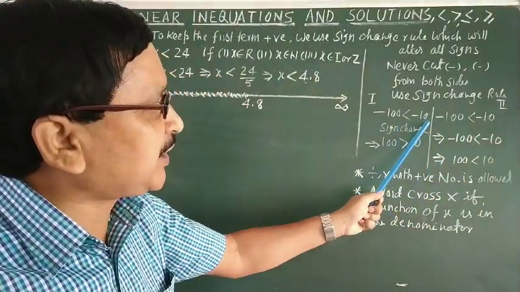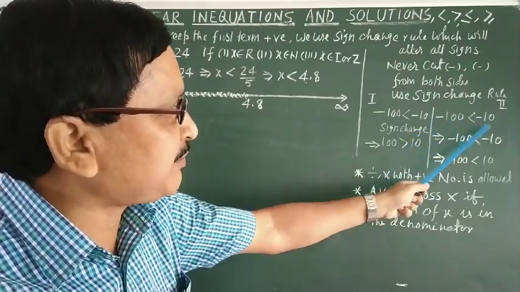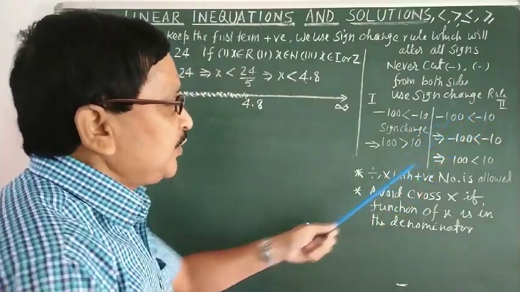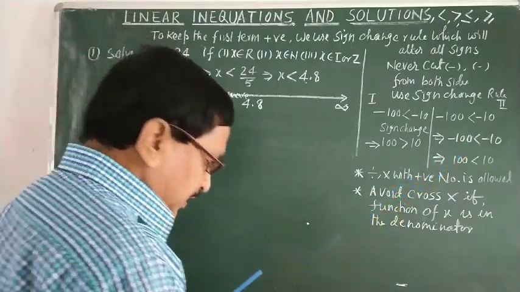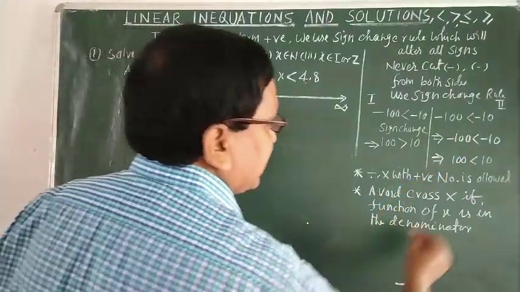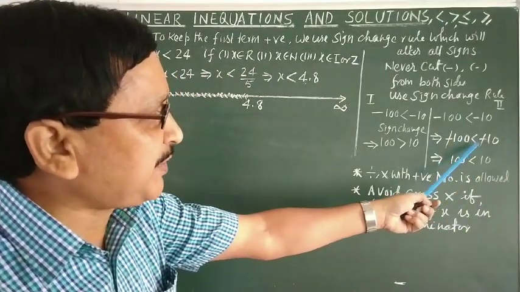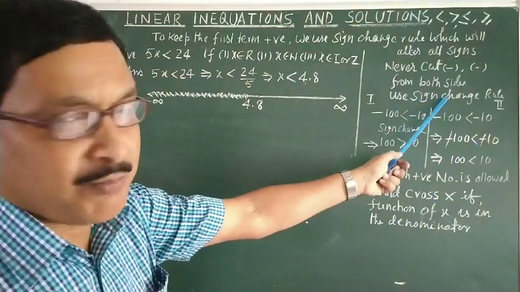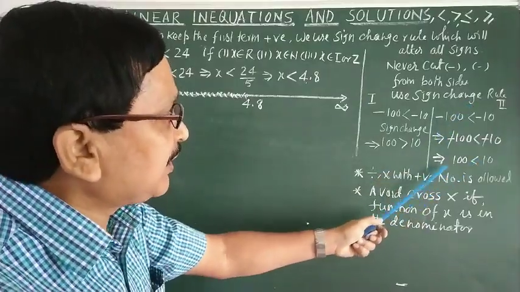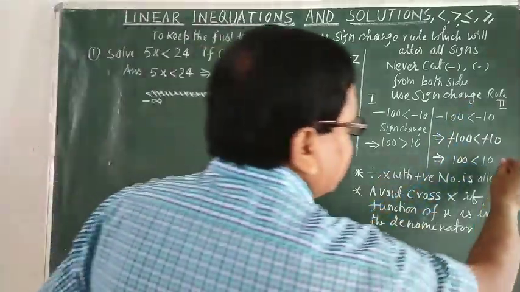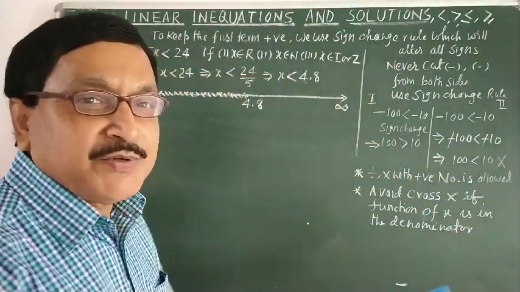Minus 100 is smaller than minus 10, correct? Now the same is copied. After that, minus minus cancelled. Minus minus was cancelled here. This student was in the habit of cancelling minus minus from both sides, which is not allowed. Then 100 is less than 10. This is wrong, so we wrongly get this.